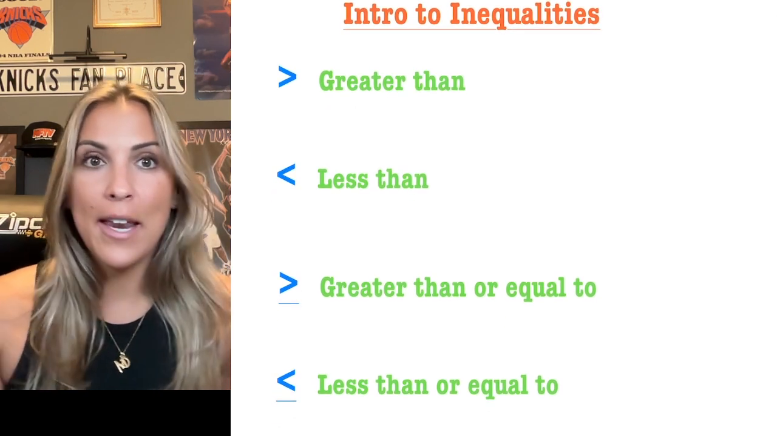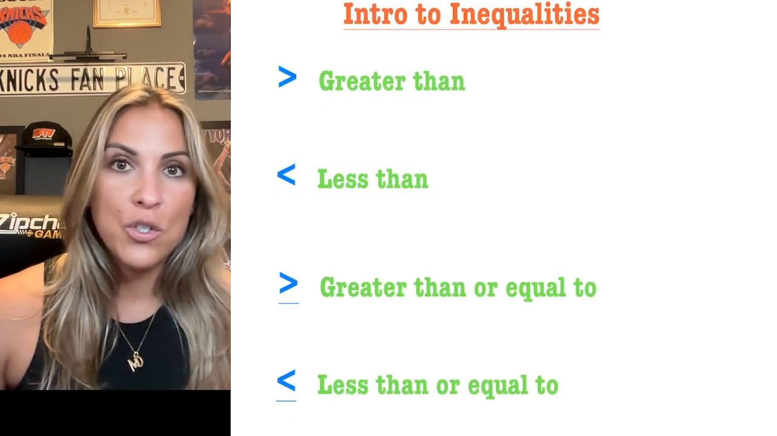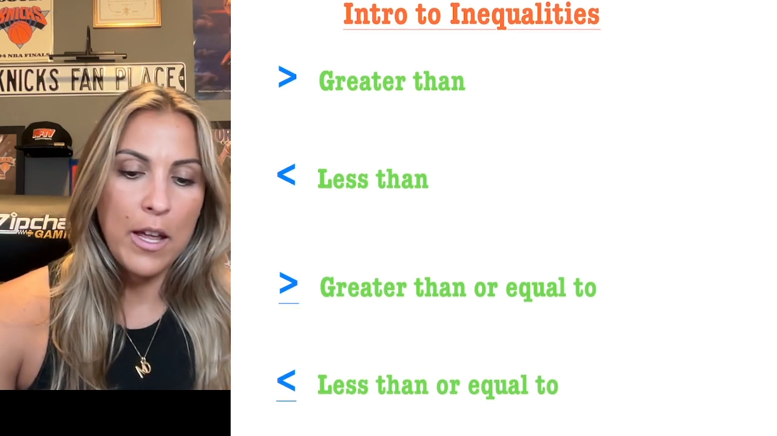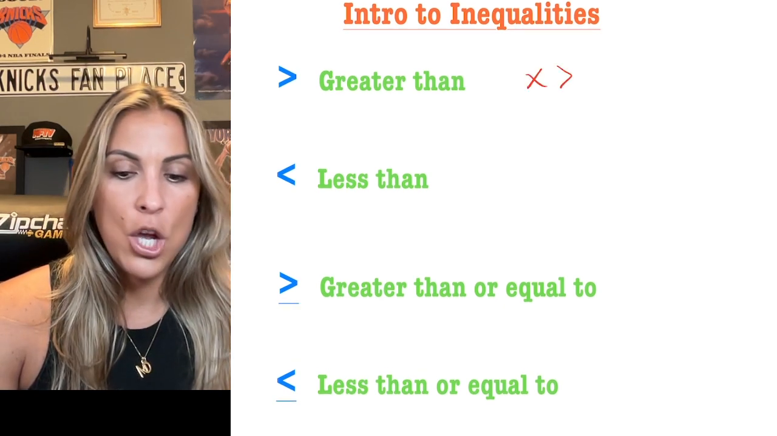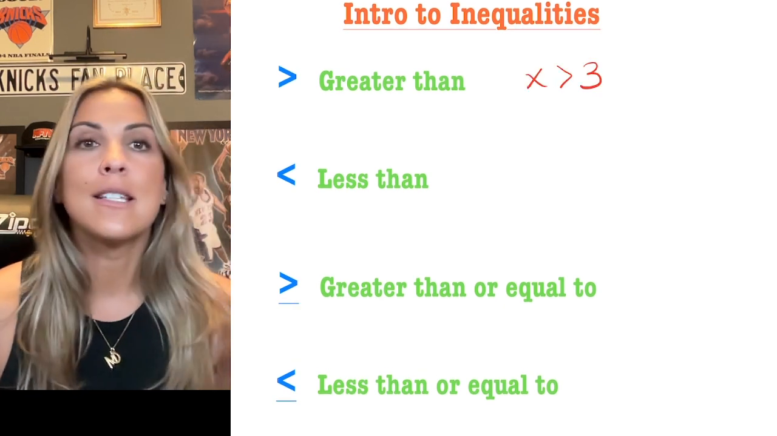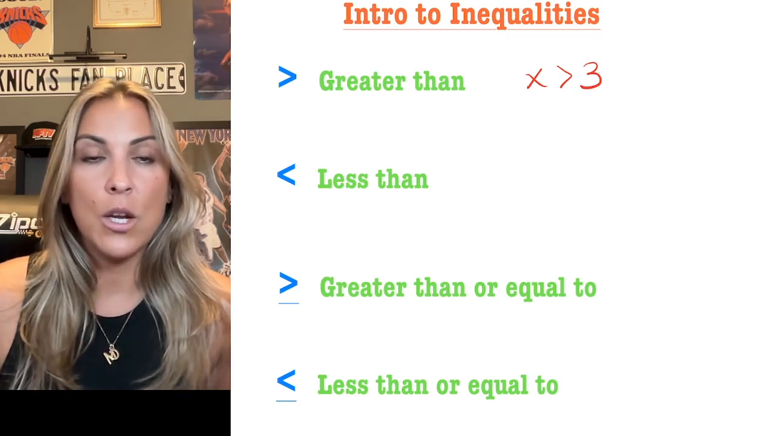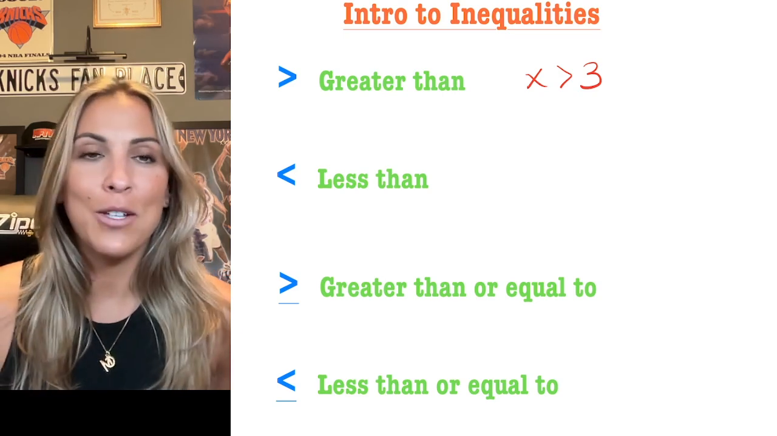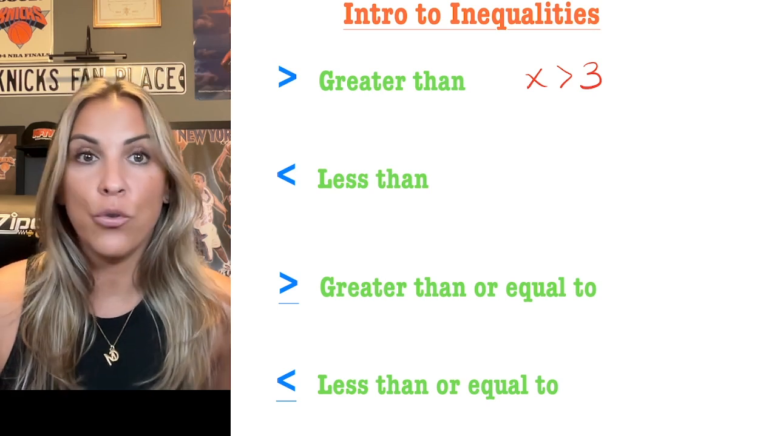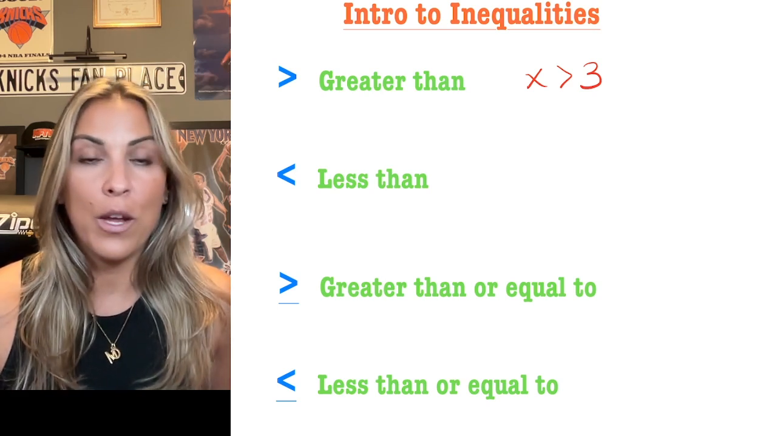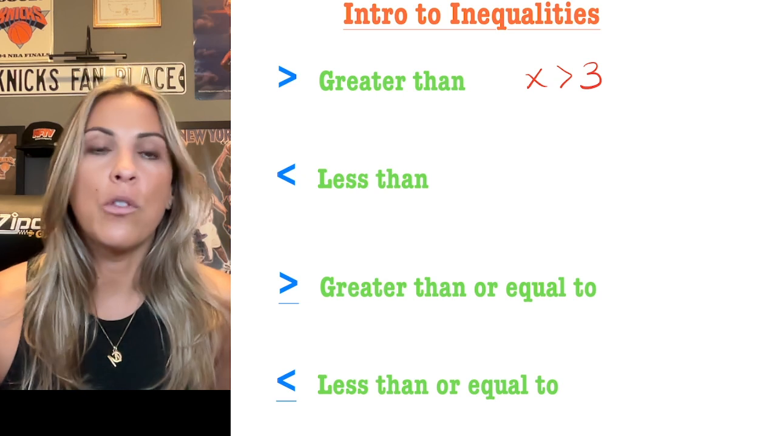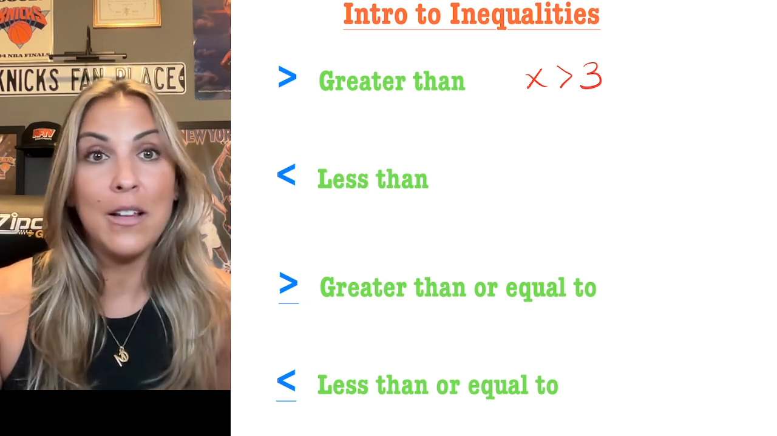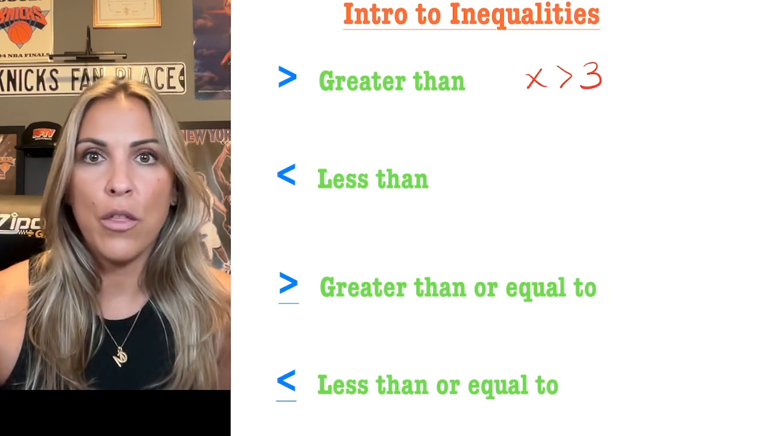We have greater than and less than up top. So starting with greater than, if I was going to write an inequality like x is greater than 3, some numbers that would satisfy this inequality are 4, 5, 100, 25, right? So we're looking for all of the numbers that are greater than or bigger than 3. This is not like an equation where there's just one answer. There's infinitely many numbers that are greater than 3, all right?